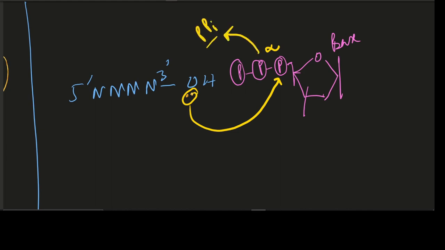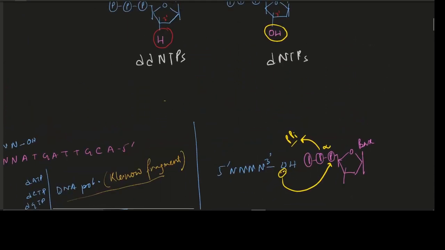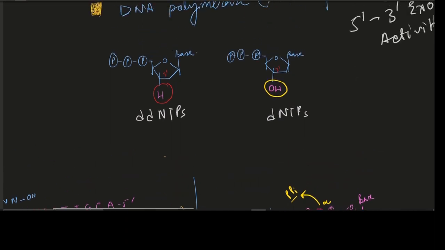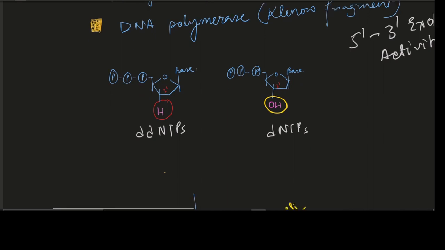PPi gets released. So if instead of OH there is H, that means there is no lone pair, that means there is no attack. So no further base incorporation and the synthesis is going to terminate.